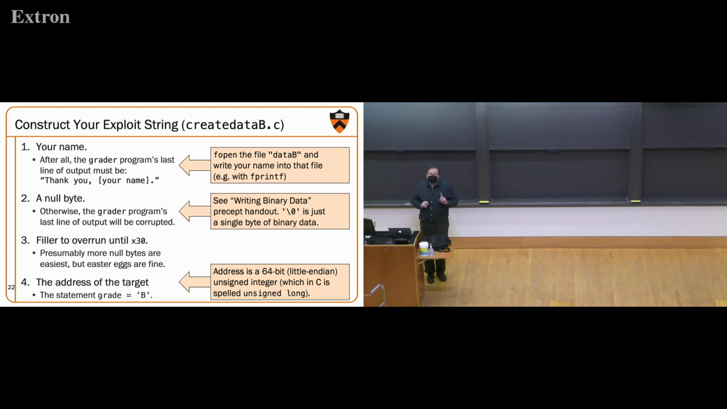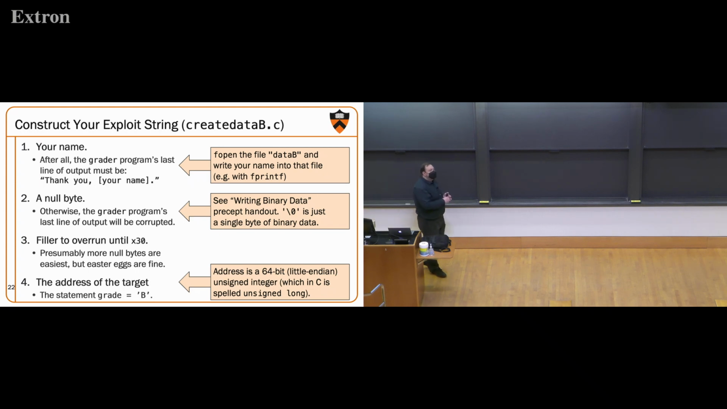Then you need some filler, basically enough so that you get to the end of the stack frame that is reading all of this stuff and very carelessly sticking it in a buffer. The easiest thing is just a bunch of nulls or whatever characters you want. Easter eggs are fine.